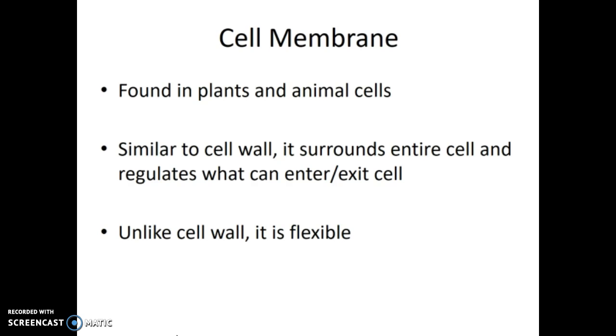That cell membrane is found in both plant and animal cells, and it is similar to the cell wall in that it surrounds the entire cell. It is similar to the cell wall in that it controls what can enter or exit the cell, but the difference between the cell membrane and the cell wall is that the cell membrane, as we saw, is fluid mosaic. It's flexible. The cell wall, not so much. It's rough, firm, rigid, but the cell membrane is flexible, and as a result of being flexible, is a lot thinner than the cell wall.